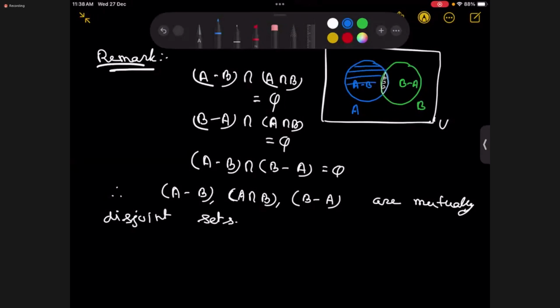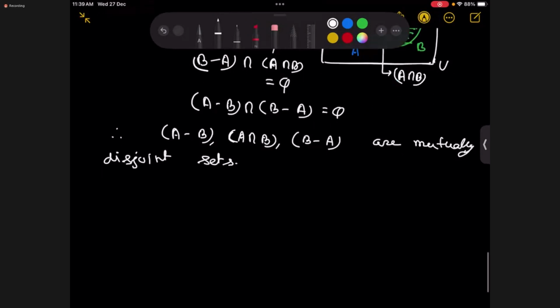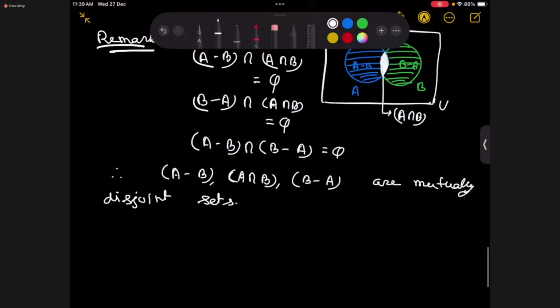This is the A minus B set. B minus A is this set. And our A intersection B is the white portion. So clearly one can see that there are no overlapping sections between these different sets. Now using this fact, we can prove some statements about the cardinality of A union B, A intersection B, and all these things.